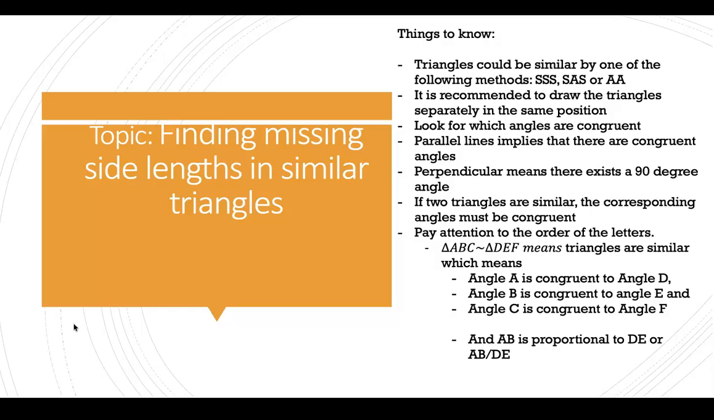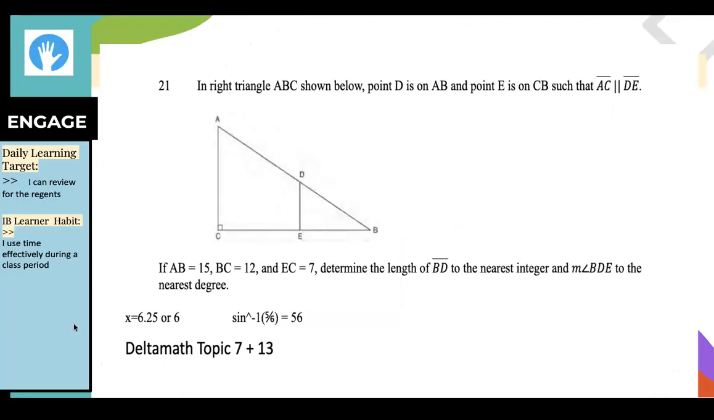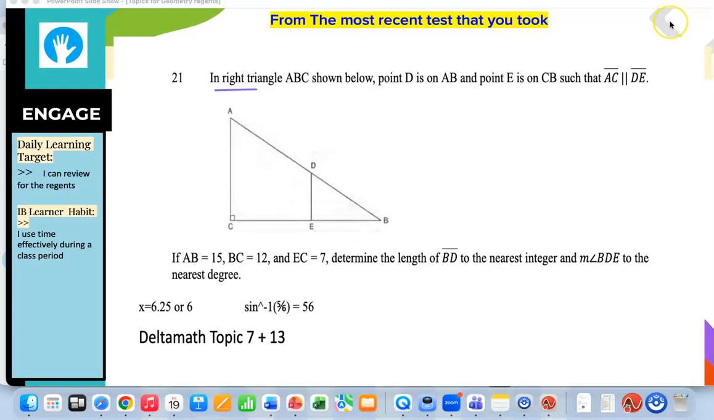That's super important. And then AB is proportional, not congruent, proportional to DE. So we could put it as almost like a scale factor, AB being divided by DE, or DE being divided by AB. And then BC is proportional to EF, and AC is proportional to DF. All right. So with that said, let's get into the next question.